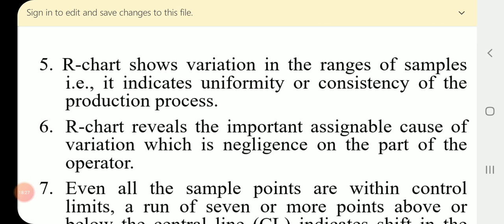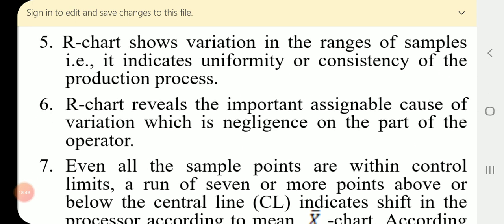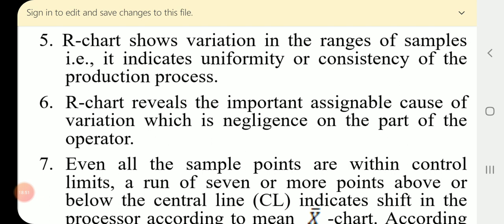Then come to the R chart. The first point is R chart shows variation in the ranges of the samples. It indicates uniformity, whereas XBar chart indicates scattering. This indicates uniformity or consistency of the production process, which means R chart reveals the important assignable cause of variation, which is negligence on the part of the operator.